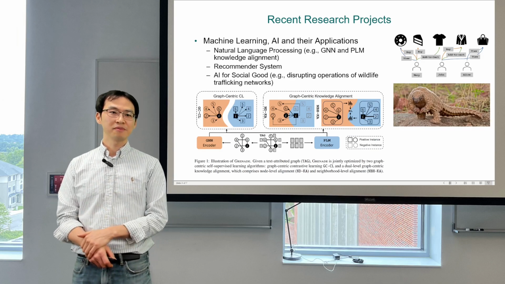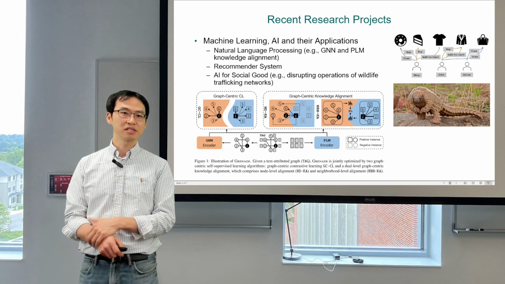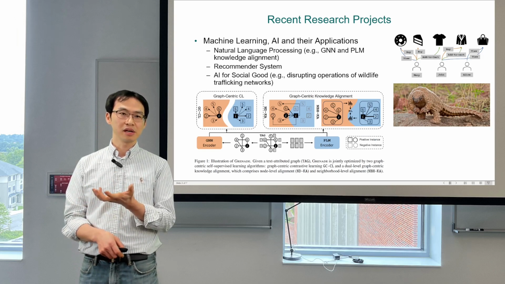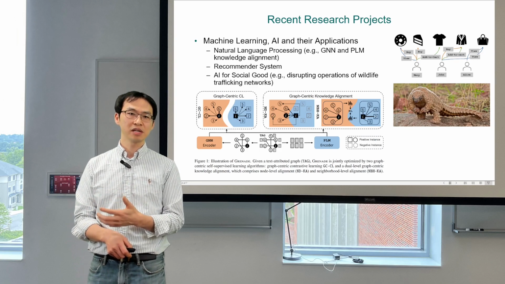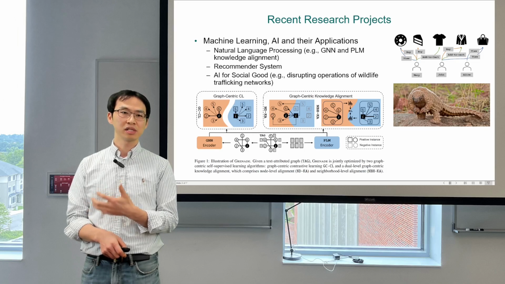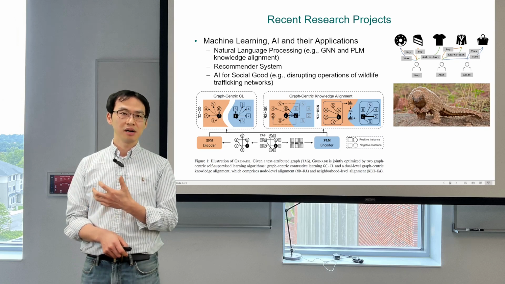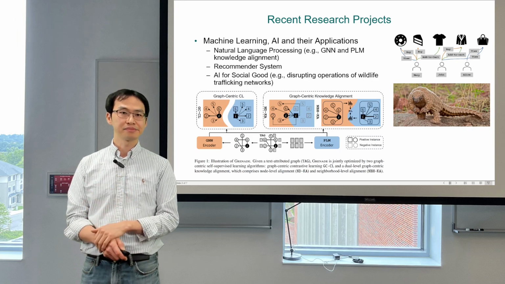And recently, I have been doing some collaborative work with other professors from social science and so on. The topic is called AI for Social Good, especially focusing on disrupting the operations of wildlife trafficking networks. There is some illegal poaching and illegal trading happening. How can we apply machine learning and artificial intelligence to prevent or identify people behind those operations online?